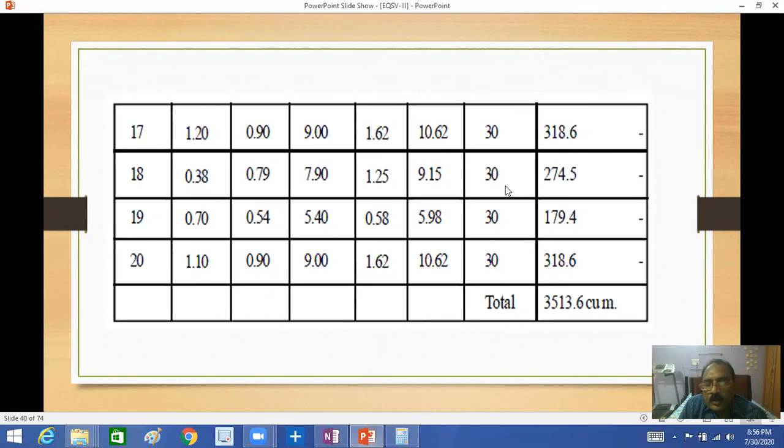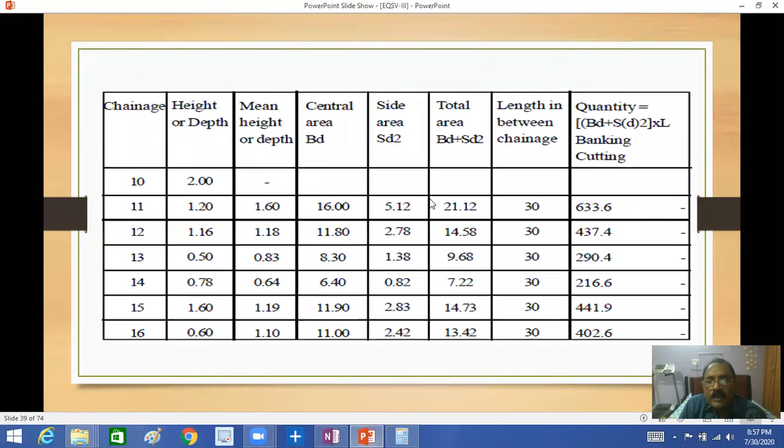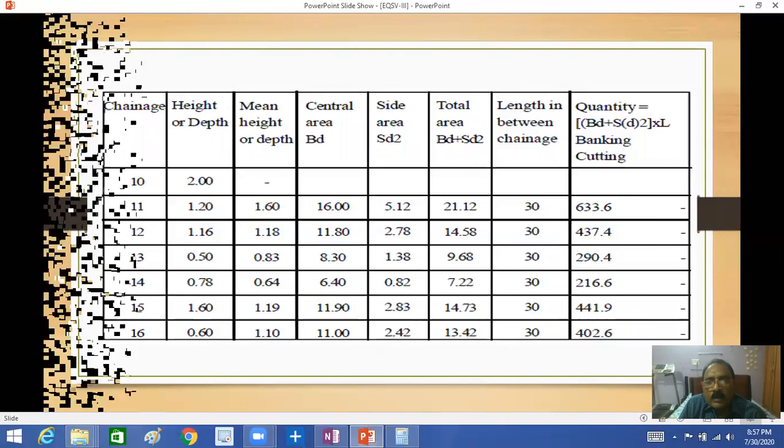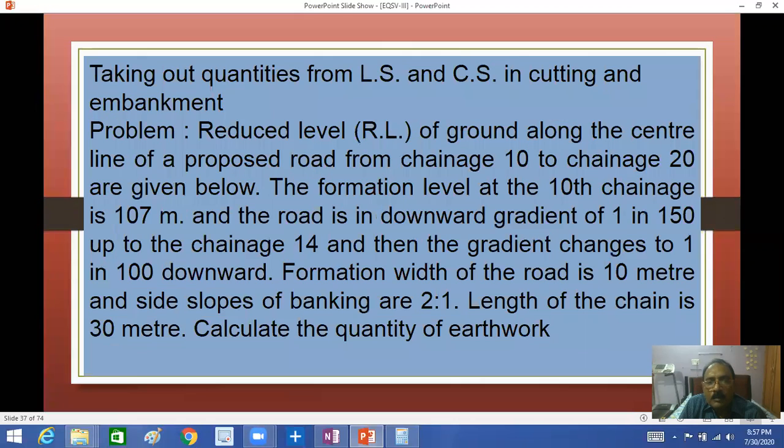If you add the total quantity of banking or cutting, and a negative value comes, you have to post that value in a separate column. There are two columns, banking and cutting. Here there is no need for cutting, so this is banking only. Add all these quantities and you will get the total quantity for your problem.